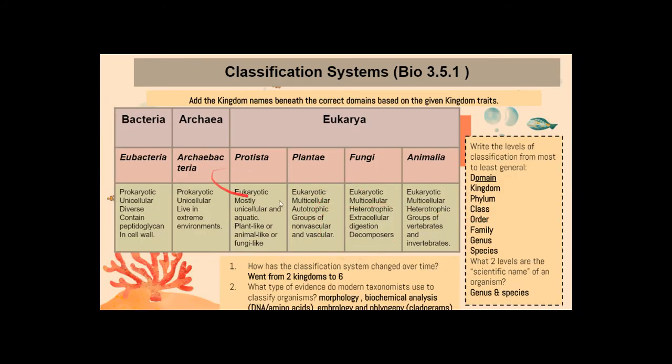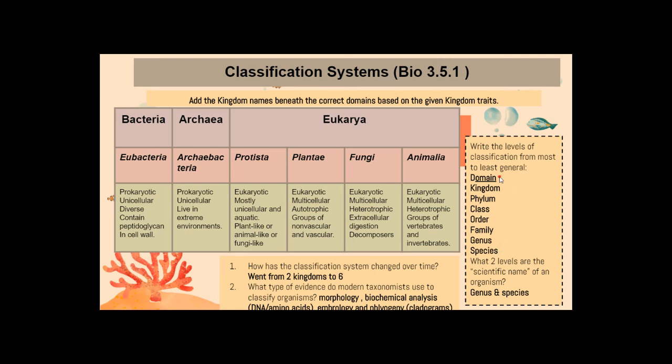This we did as a class, but how our systems have changed over time. We went from two systems to six as far as kingdoms. The evidence we use is morphology, which remember is physical traits, biochemical analysis, DNA and amino acids. We use embryology. Remember, everything looks very similar at the beginning. And phylogeny, those cladograms.